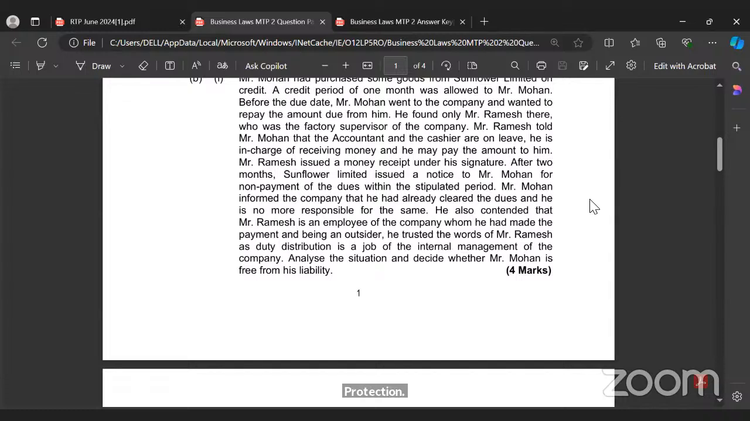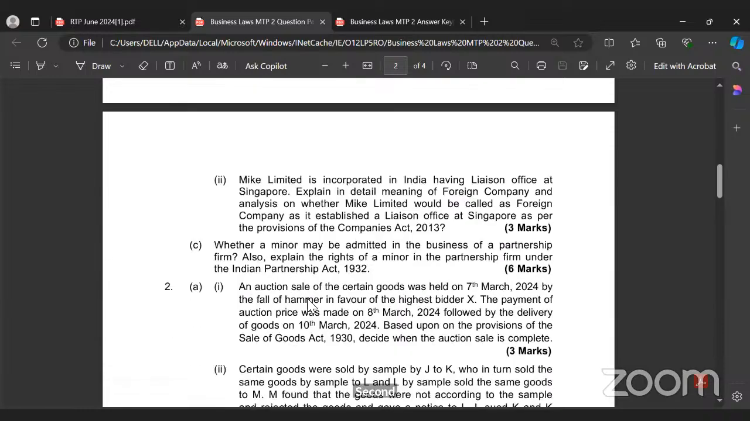Second one, Mike Limited is incorporated in India having a liaison office at Singapore. Explain in detail the meaning of foreign company and analyse whether Mike Limited would be called a foreign company as it established a liaison office at Singapore, as per the provisions of the Companies Act 2013. 3 marks.